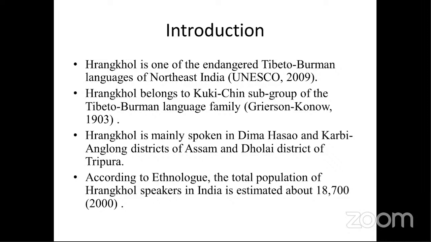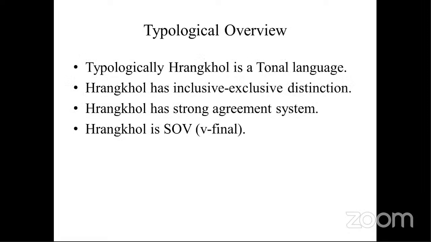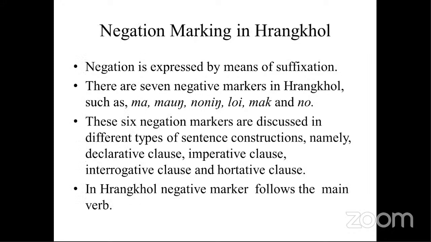Typological overview. Typologically, Rangkol has an inclusive, exclusive distinction. Rangkol has a strong agreement system. Rangkol is verb-final. Negation marking in Rangkol. Negation is expressed by means of suffixation. There are 7 negative markers in Rangkol, such as ma, mao, noning, loi, mak, and no. The negation markers are discussed in different types of sentence constructions, namely declarative clause, imperative clause, interrogative clause, and hortative clause. In Rangkol, negative markers follow the main verb.